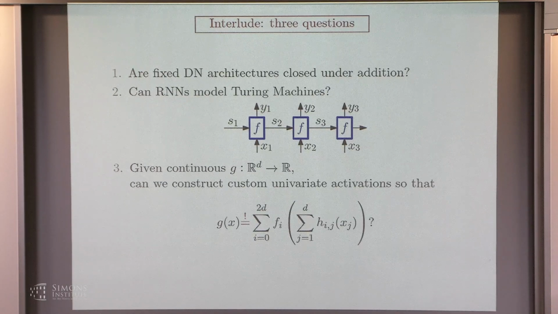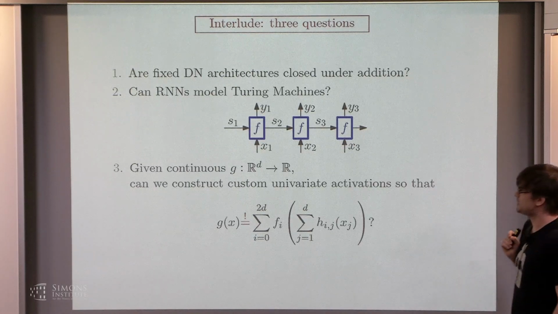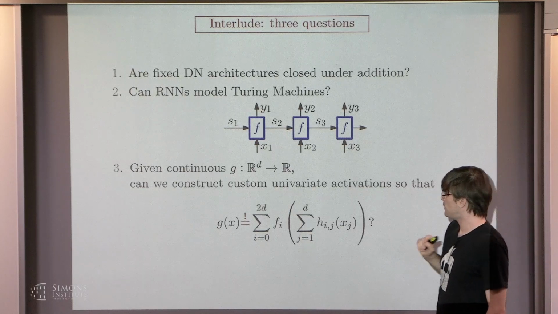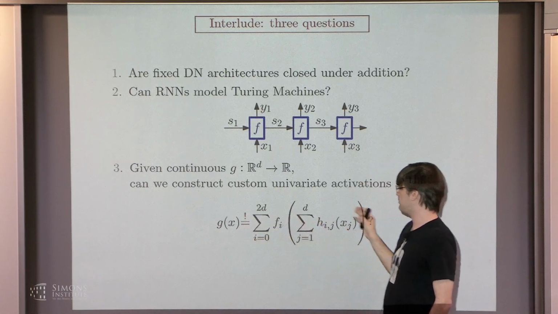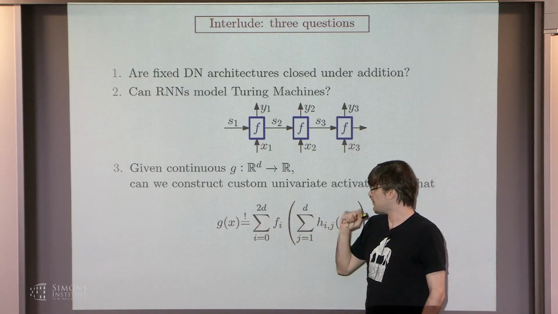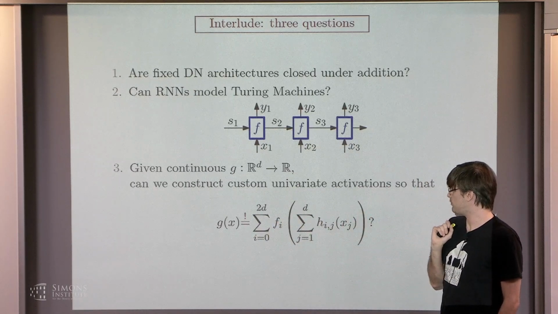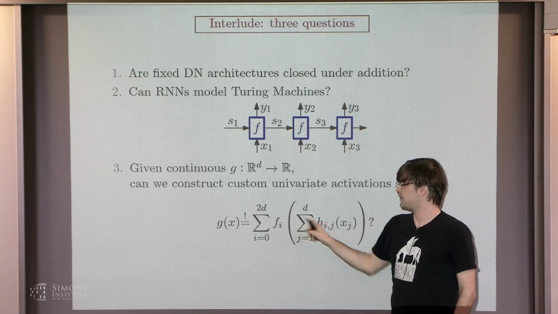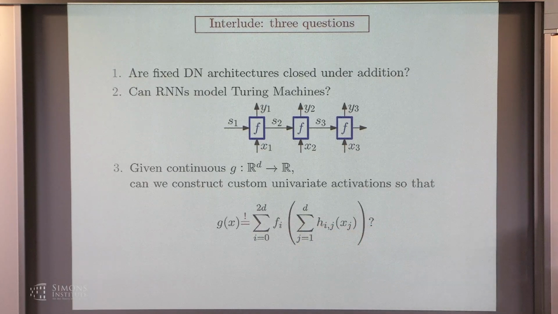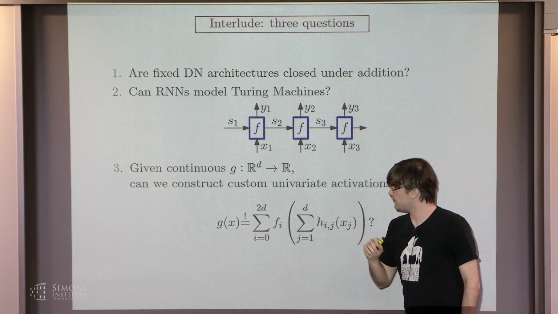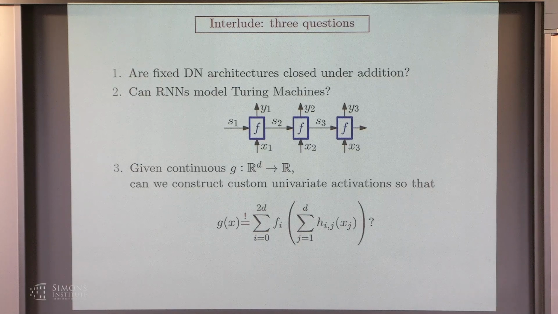Question number 2, can I approximate Turing machines with RNNs? And question 3, everything I've been proving was an approximation result. I was approximating a continuous function with some network. Can I get an equality if I have a little bit of wiggle room, if I can make custom activations that are univariate? Equality. None of those proofs before would give us equalities. No way to do it. So can I get an equality here? So there's 3 little puzzles. We'll maybe answer them at the end.